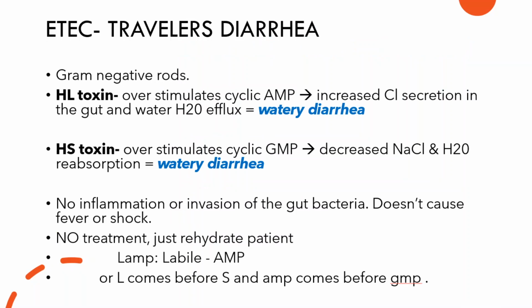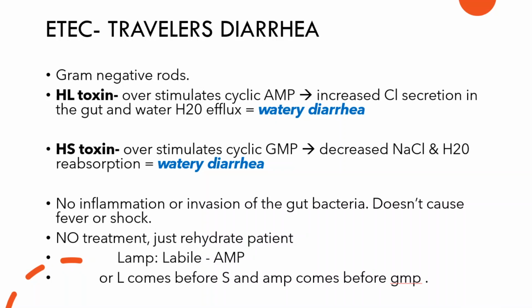We're going to start with E. coli. So we have our traveler's diarrhea, which is your ETEC. It's a gram-negative rod that contains two types of toxins, heat labile toxin and heat stabile toxin. Your heat labile toxin overstimulates cyclic AMP, which increases chloride secretion in the gut and water follows. So you get efflux of water causing watery diarrhea. Heat stabile toxin overstimulates cyclic GMP, which will decrease sodium chloride and water reabsorption, causing watery diarrhea as well.